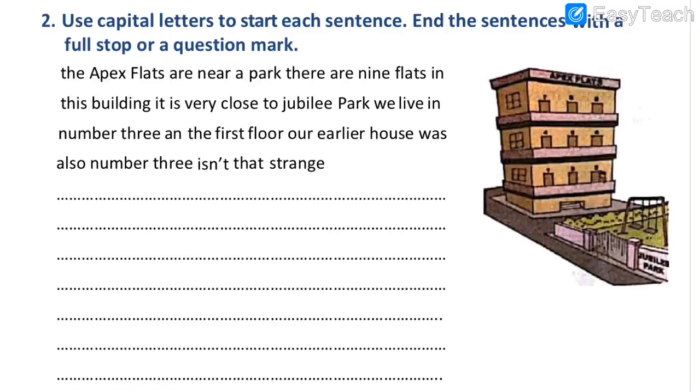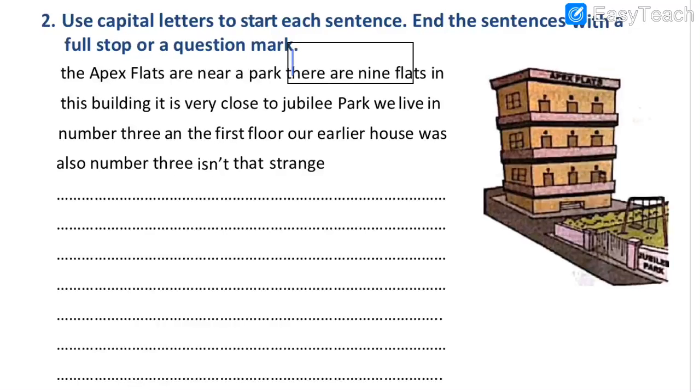See, it is given over here, the first sentence: the apex flats are near a park. That is the first sentence. In the first sentence, can you see the first alphabet is not capitalized? Here T should be capital, and after park there should be a full stop. Am I right? Apex Flats is the name of the flat, so that is capital. That is correct. And here we will put a full stop.